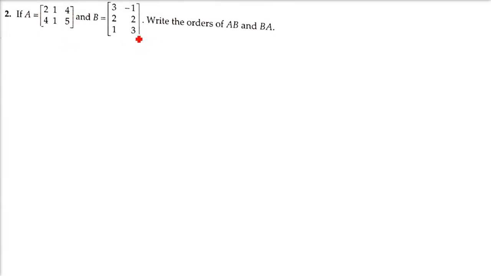If A is this and B is this, write the orders of AB and BA. So A, how many rows are there? 2 rows, and 3 columns, so 2 cross 3. And what is B? There are 3 rows and 2 columns, so 3 cross 2. Now A into B: the columns of the first matrix should be equal to the rows of the second matrix. And this is equal.